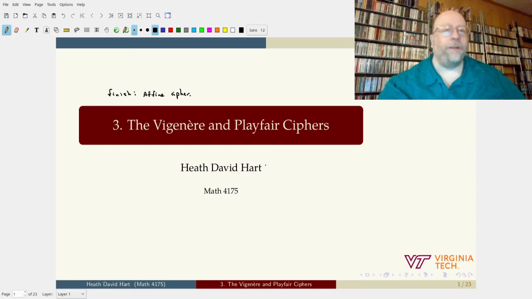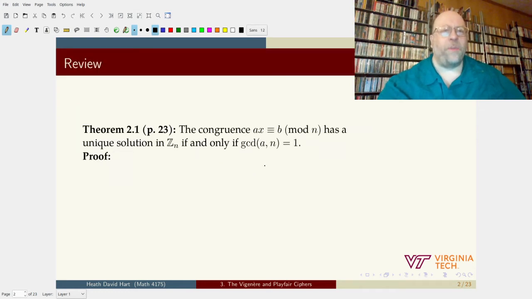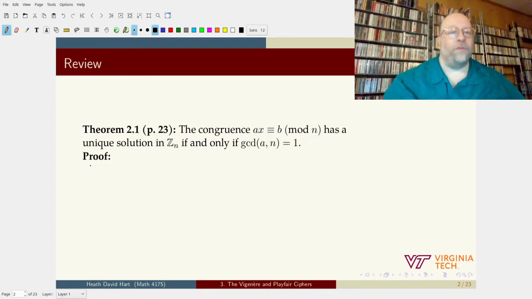So let's get started. One of the things we talked about last time was Theorem 2.1 that said this congruence has a unique solution if and only if GCD of A and N is equal to 1. And I skipped the proof last time because we were running short on time. But we have time today to get through the proof. So let's look at the proof.